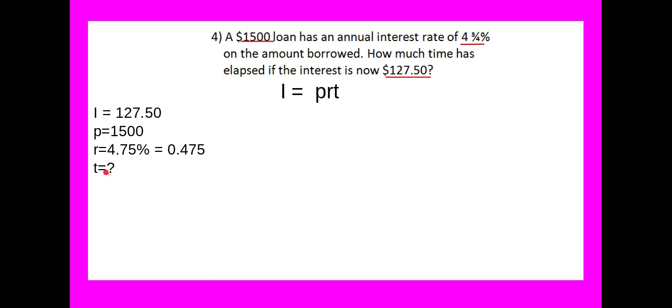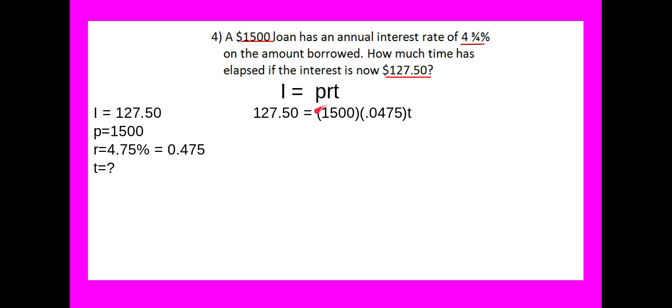And your time is what we're looking for. So when we plug it into the formula, we replace the I with $127.50, the P with $1,500, and the rate with 0.0475. And then we're looking for the T in this one. So how do we find that?